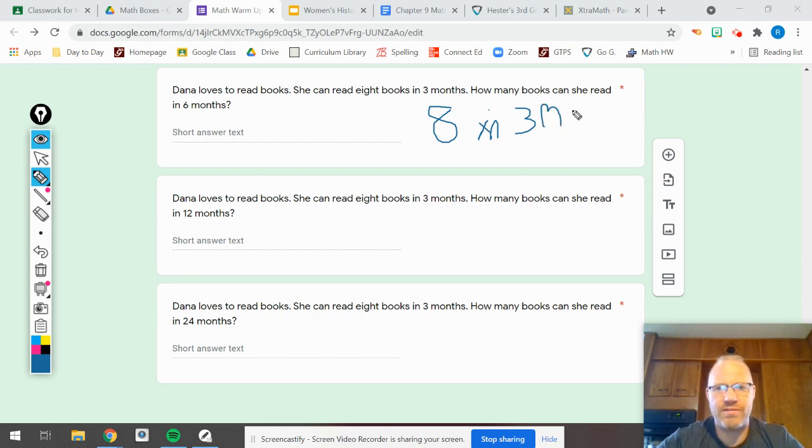So we know that she reads 8 books in 3 months. This is hard without my pen. So the question is, how many in 6 months? If you take notice here, what we're doing is we're creating a table. Now, if you remember, we had the tables before where they would have a number like 1, and then in the bottom section, it would have, let's say, 3. Then this would go to 2, and this would go to 6. And then this would go to 3, and this would go to 9.